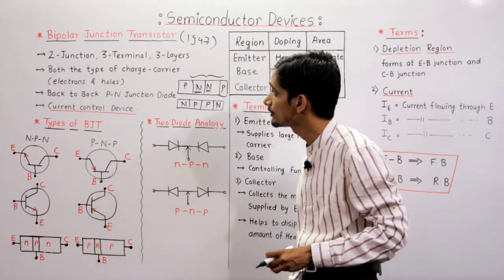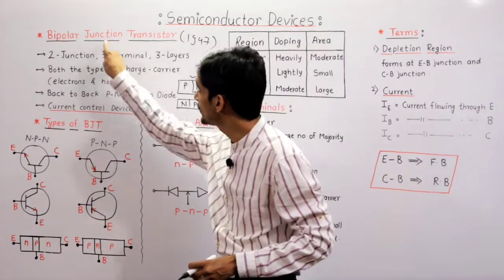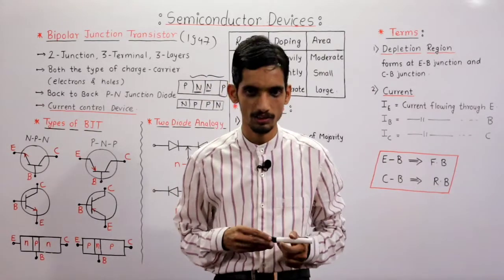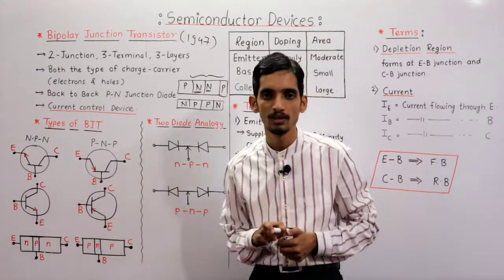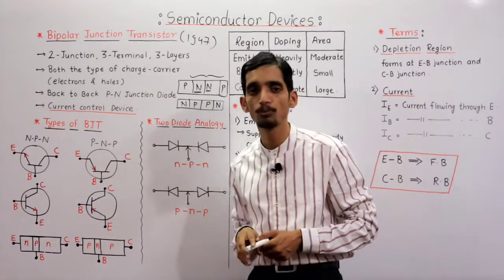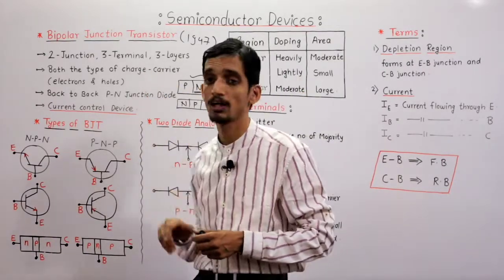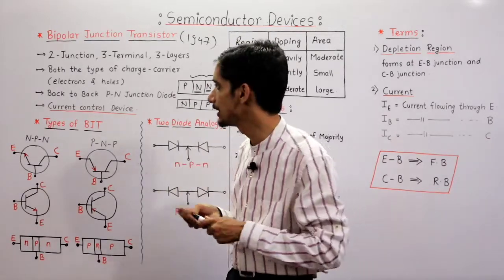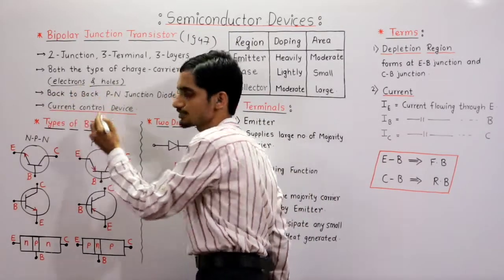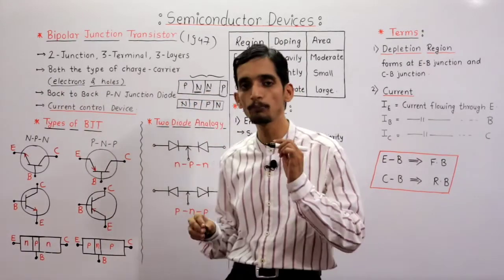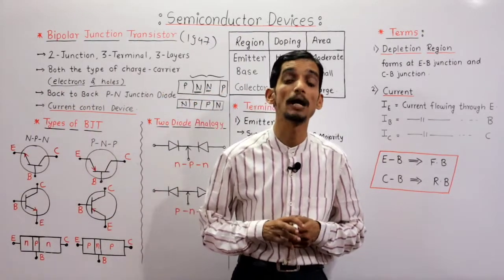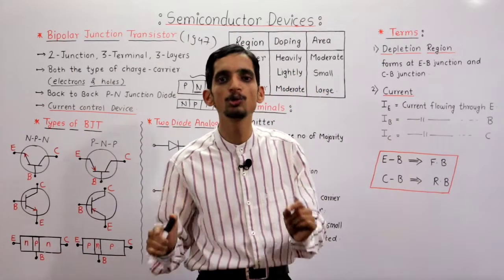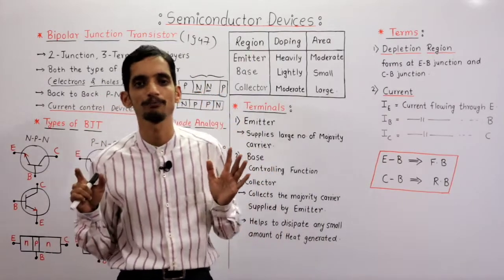Now, in case of this BJT, B for bipolar, J for junction and T for transistor. The bipolar, bi means two. So in case of this BJT, both types of charge carriers are available for conduction. What are the names of the charge carriers? Electrons and holes. So it is not a unipolar device, it is a bipolar device, because the conduction takes place due to both types of charge carriers.